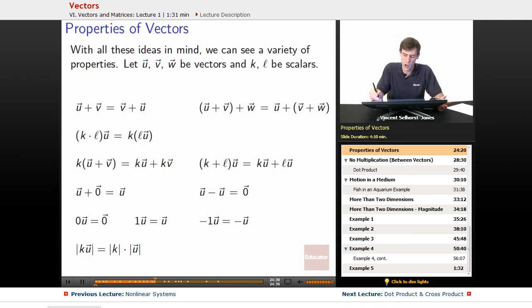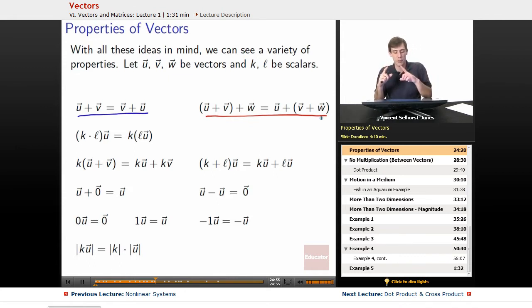Let's talk through some of these properties. u plus v is the same thing as v plus u. This is the idea of commutativity, that 5 plus 8 is the same thing as 8 plus 5. We're used to that with the real numbers. We've also got associativity. u plus v plus w is the same thing however we group it, right? 3 plus 5 plus 4 is the same thing if you add the 3 and the 5 first, or if you add the 5 and the 4 first. It doesn't matter which way you do it. So once again, very similar to doing it with normal numbers.